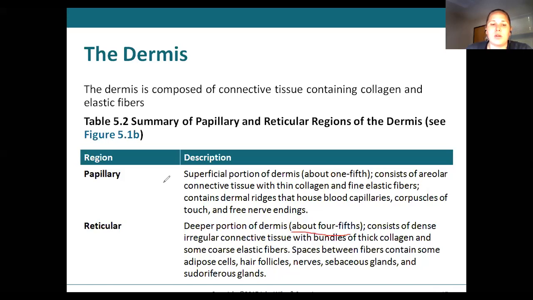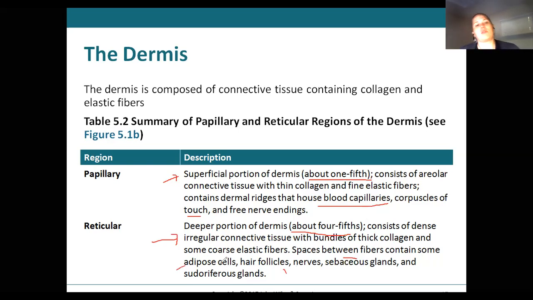So this is going to be the more superficial portion of the dermis, and that's got the areolar connective tissue, elastic fibers, and houses blood capillaries, and there are corpuscles of touch and free nerve endings. And the reticular is, again, deeper and making up a much larger portion of that, has the connective tissue and collagen. And spaces between fibers contain some adipose tissue, hair follicles, nerves, sebaceous glands. So this is the greater bulk of what the dermis is composed of, and the more superficial region that we saw in that first figure shows you what the difference between the papillary and reticular regions are.